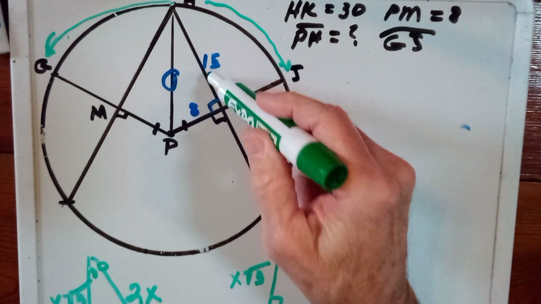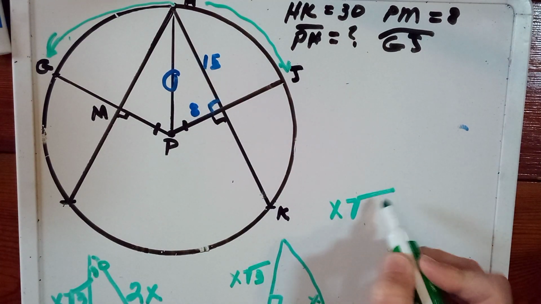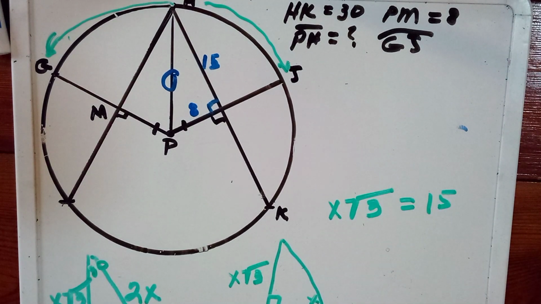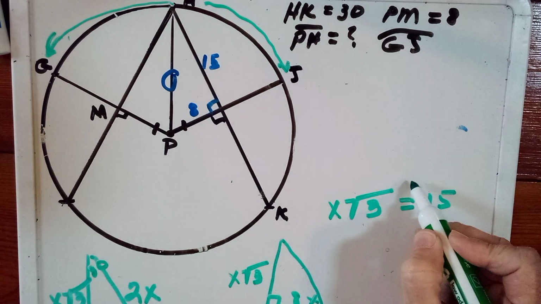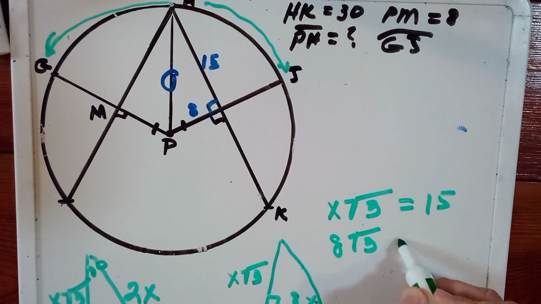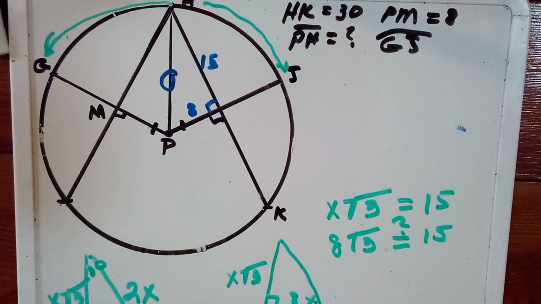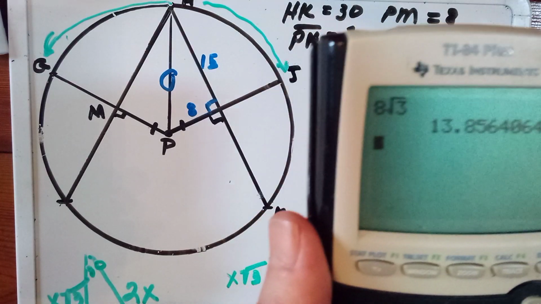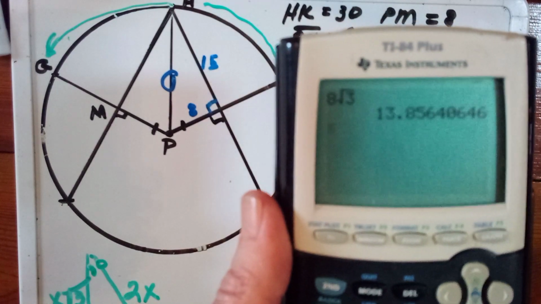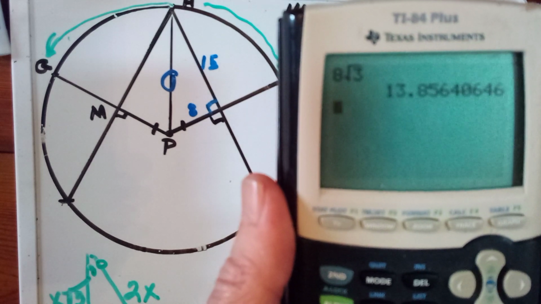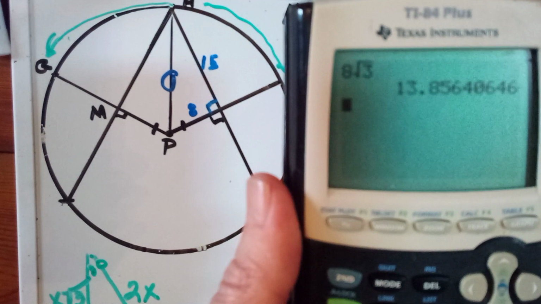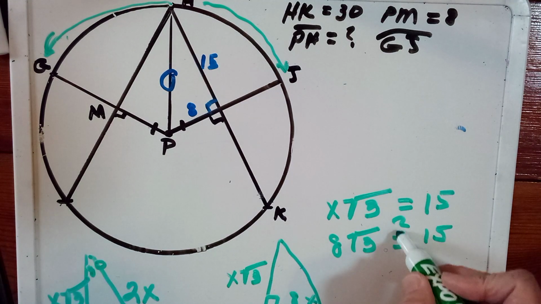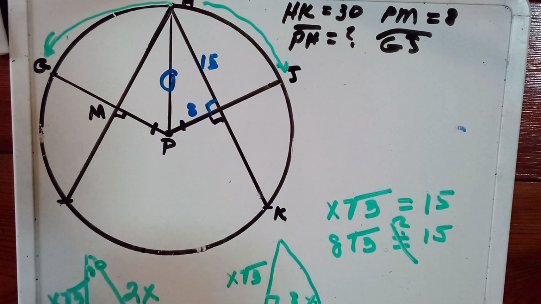And in this case, looking at our triangle up here, x times the square root of 3 is equal to 15. Well, we know x, it's right here, 8. So is 8 times the square root of 3 equal to 15? All you need to do is pull out your calculator and see if it is. So we have 8 times the square root of 3, which is equal to 13.856, an irrational number. All we need to know is, is it equal to 15? In this case, it does not equal 15. So we have to approach it from a different aspect.